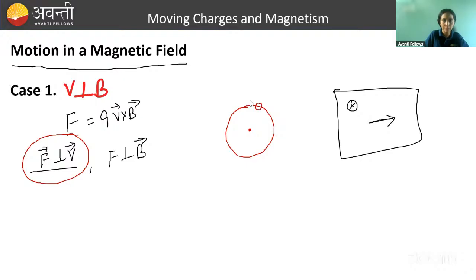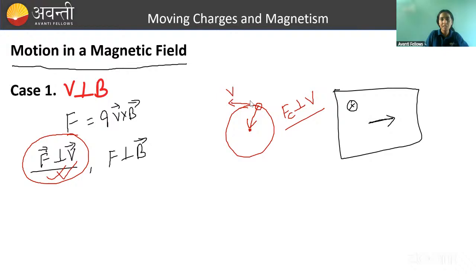So let's say the body is here. Centripetal force will act towards the center like this, and here velocity is in this sense. So you can clearly say that this centripetal force is always perpendicular to velocity. So when we see a single force which is always perpendicular to the velocity, then that particle must be going in a circle.